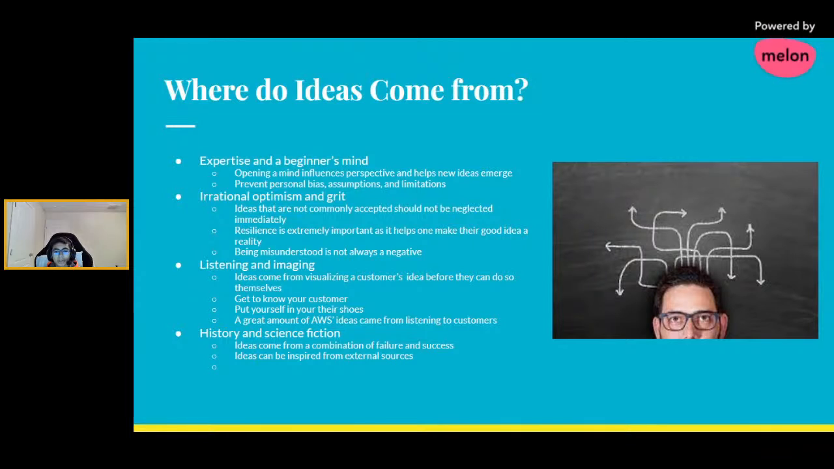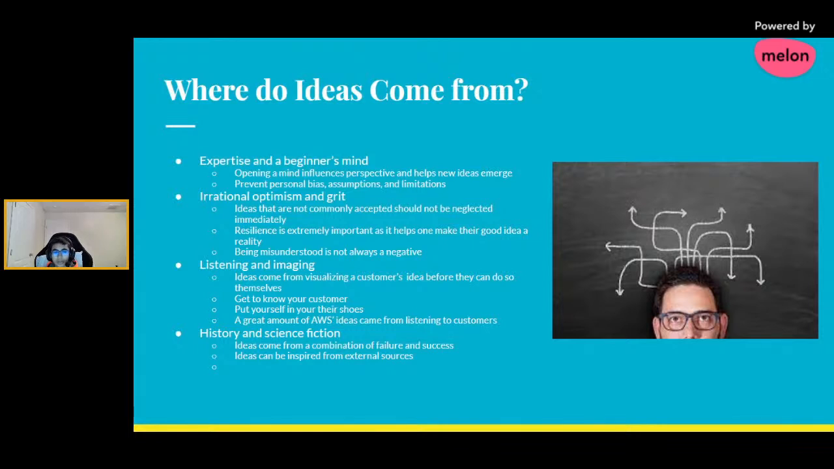Ideas that are not commonly accepted should not necessarily be neglected right away. Resilience is extremely important in the innovation process, as it helps one make their good idea a reality. And being misunderstood is not always a negative and can actually be a learning experience. Listening and imaging. Ideas come from visualizing a customer's idea before they can do so themselves.